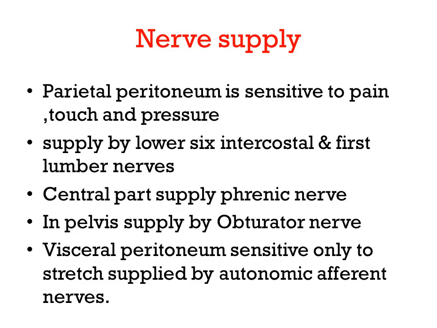Nerve supply. The parietal peritoneum is sensitive to pain and touch pressure, supplied by the lower six intercostal nerves and the first lumbar nerve. The central part is supplied by the phrenic nerve. In the pelvis it is supplied by the obturator nerve. The visceral peritoneum is sensitive only to stretch, supplied by autonomic afferent nerves.